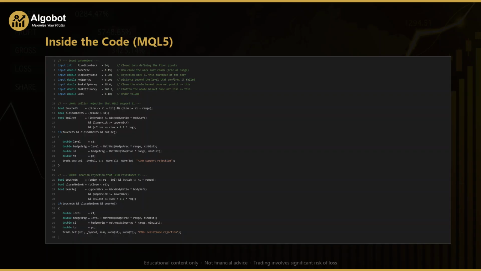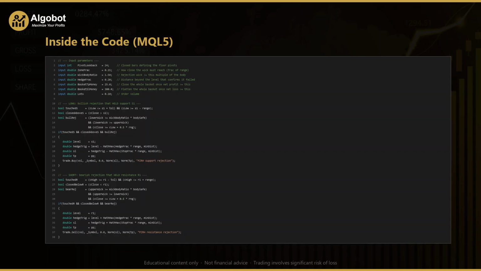ZoneFrac controls how close to a level the wick must reach. WickBodyRatio defines how dominant the rejection wick must be. HedgeFrac sets how far beyond a level price must travel before the hedge engages. And BasketTpMoney and BasketSlMoney define the profit target and the loss limit for the whole basket, while lots sets the order size.